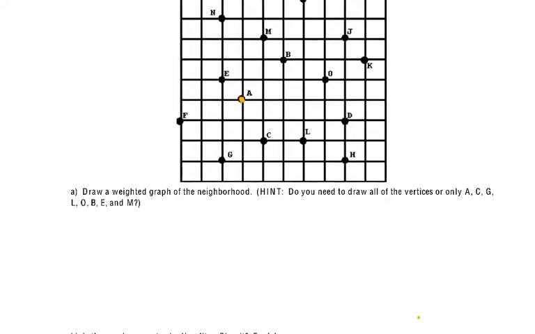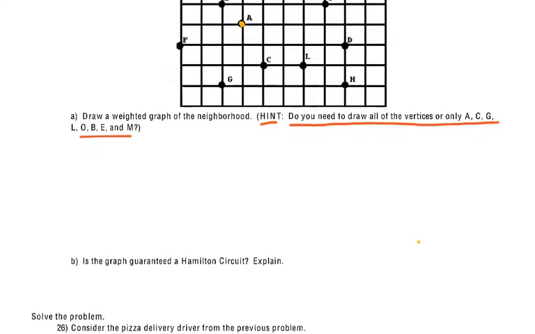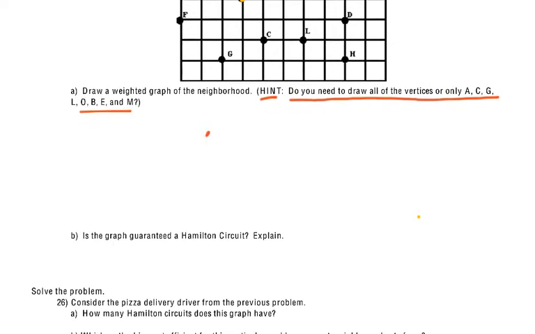So I'm going to draw this weighted graph. It's not going to be very pretty, but essentially we have 7 vertices we need to focus on. We don't need to draw all the extras. Notice this hint here: do we need to draw all of them or only the ones we're looking at? We only need to draw the ones we're looking at. So what I'm going to do is draw 7 dots.